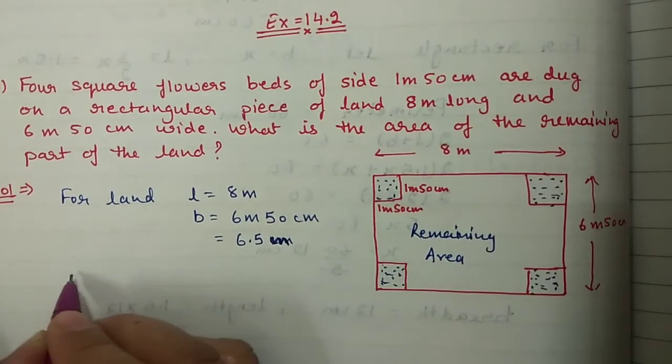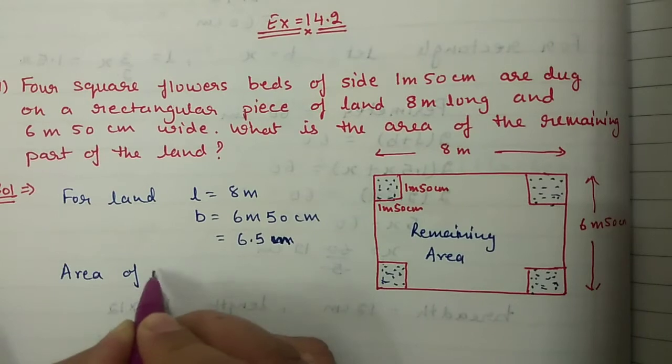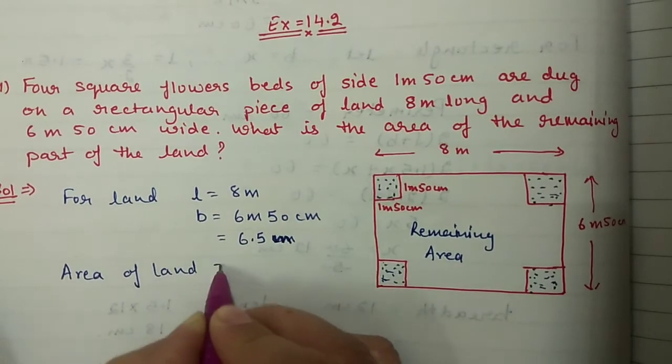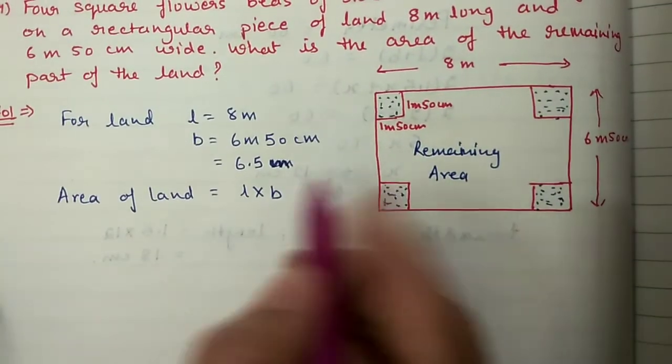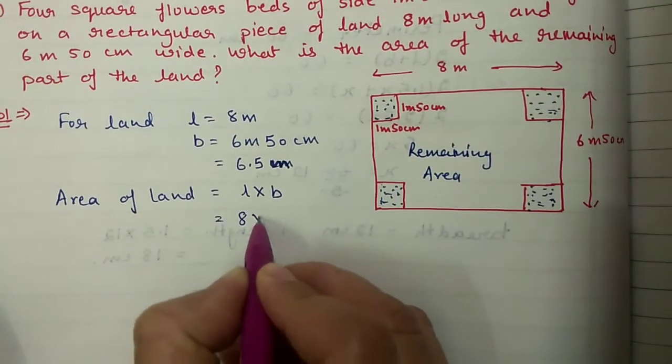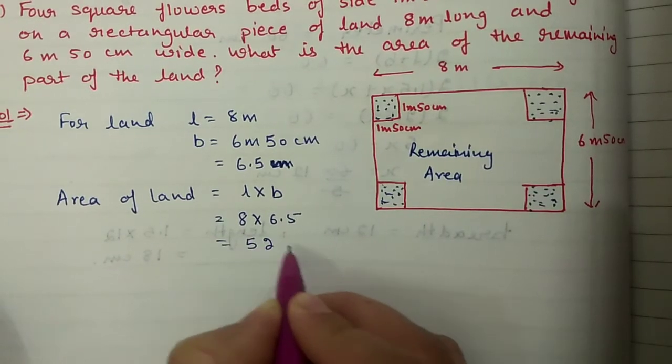Now we will find out the area of land. Length into breadth because it is in the shape of rectangle. So we will get here 8 into 6.5 is equal to 52 meter square.